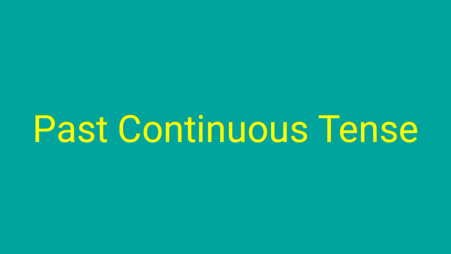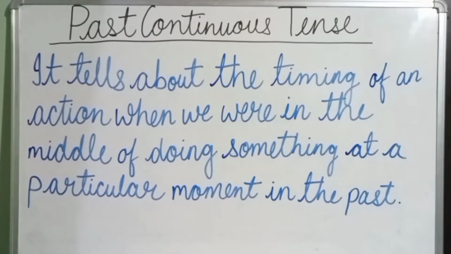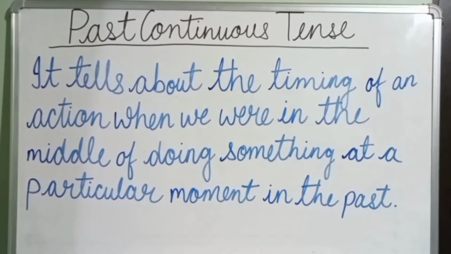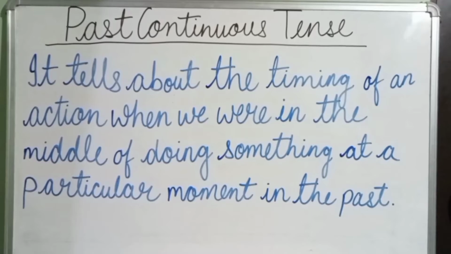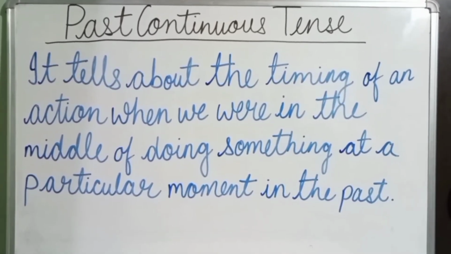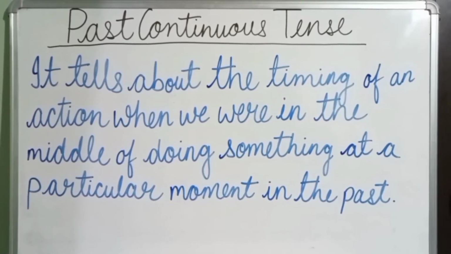Now let us study about past continuous tense. Children, in past continuous tense, we talk about the events or actions which were going on or continued in the past time. So this is how we can define it. Past continuous tense tells about the timing of an action when we were in the middle of doing something at a particular moment in the past.